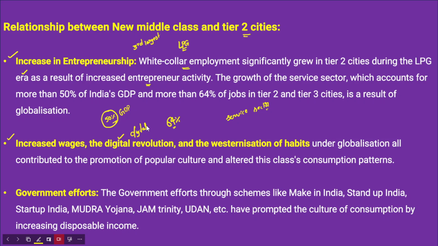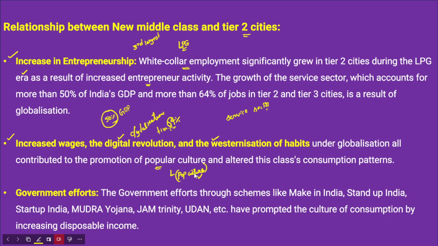So digitalization has been growing at a rapid pace across India, particularly in these tier 2 and tier 3 cities. And in fact, the middle class in these tier 2 and tier 3 cities have acquired Western habits. Okay, so westernization habits were acquired by the people who are living in these cities. So all these factors have contributed to the promotion of popular culture, or in short, we can call this pop culture. So you may have come across the word pop culture.